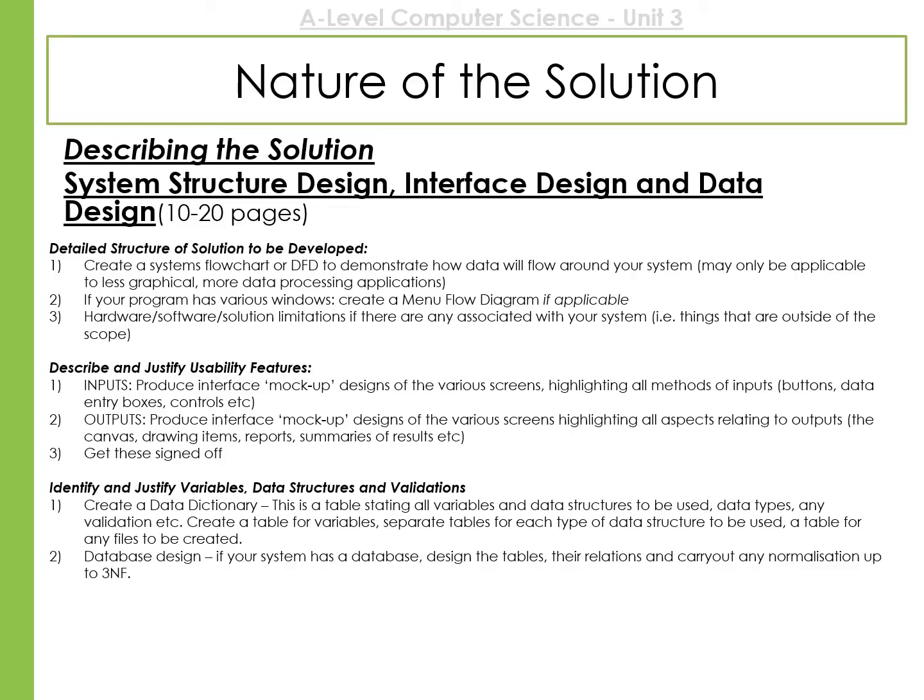That could be anything. It could be tuples, dictionaries, records, arrays, and you need to be justifying why you're using those. I'd have a table for your variables, and you could have separate tables for each type of data structures.